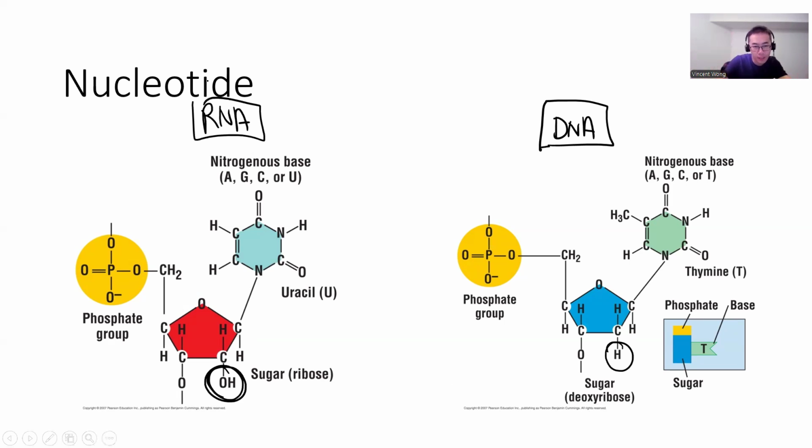So one of the differences between DNA and RNA is the kind of sugar. Is it a ribose sugar or is it a deoxyribose sugar? The base is also different. For DNA, it is A, G, C, T, whereas for RNA, it is A, G, C, or U. So both of them have A, G, C, but DNA has T only, and RNA has U only.